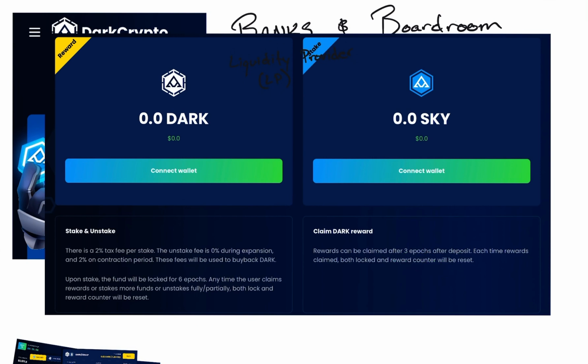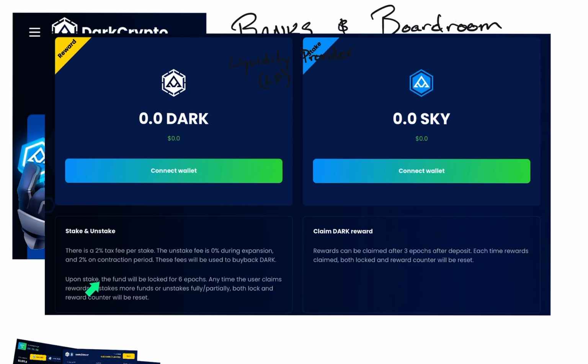from when you deposited. Now, if you decide to wait those 3 epochs and then you rush over here and you hit claim, you're going to reset that timer. So you're going to have to wait 3 epochs again before you can claim your rewards once again. And then again, it restates here that 2% tax for staking, and then unstaking fee is 0% during expansion, 2% on contraction. So that's kind of important to understand as well.